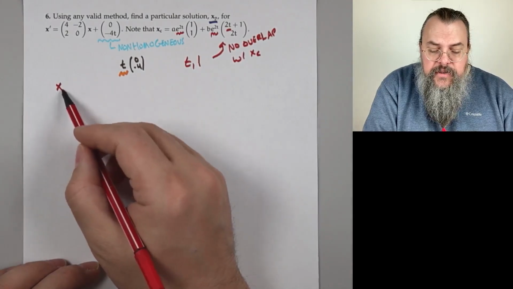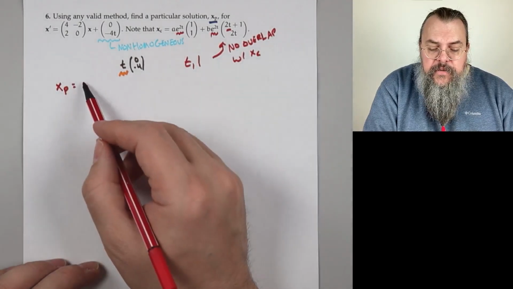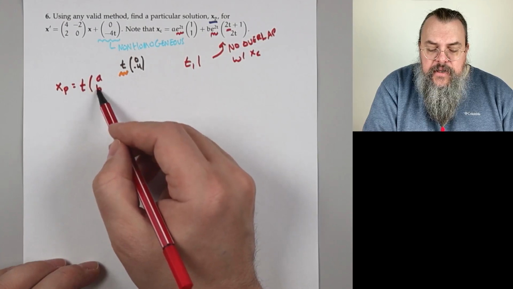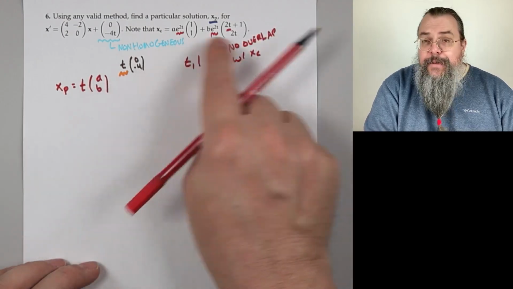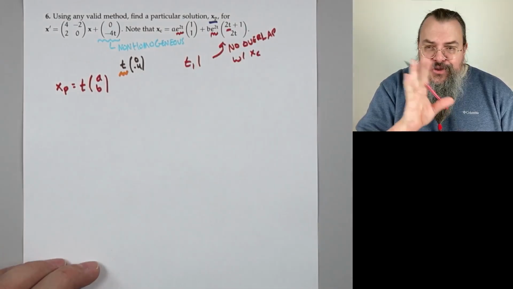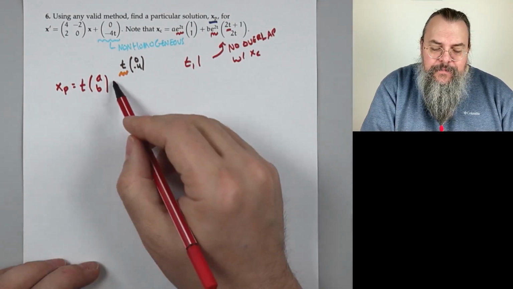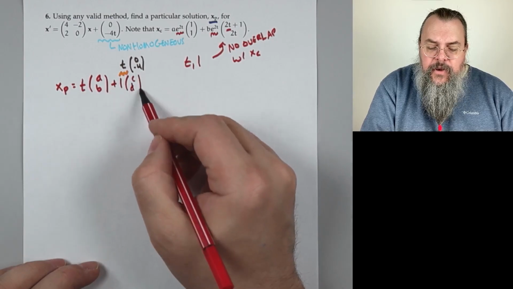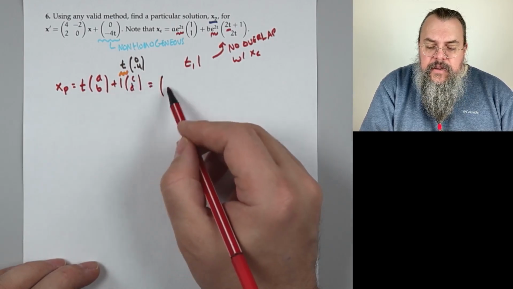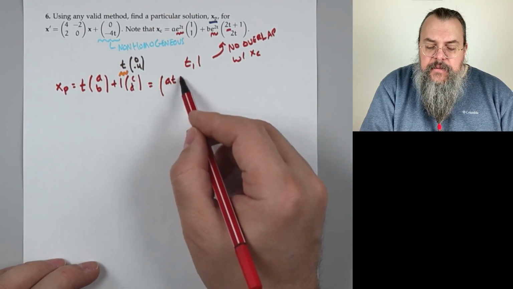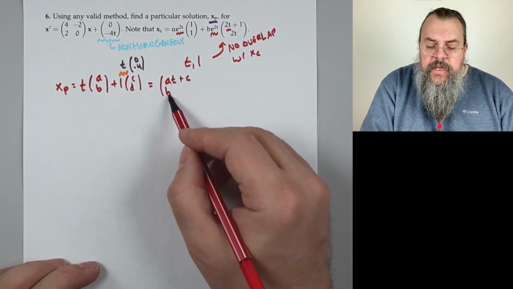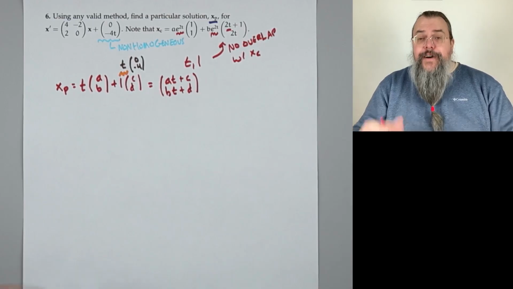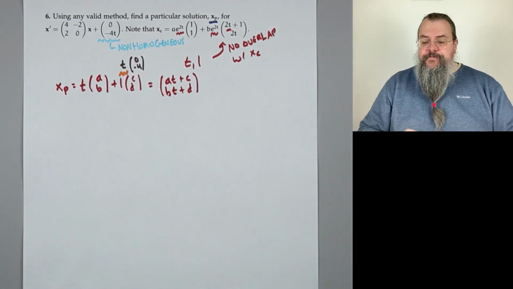So our particular solution looks like our first function times some unknown vector. We use A, B, not the same A, B as before, but shh, don't tell anybody. Plus our second function times another unknown vector. Or if you like, it looks like [A t + C; B t + D]. All right, so that's our particular solution.